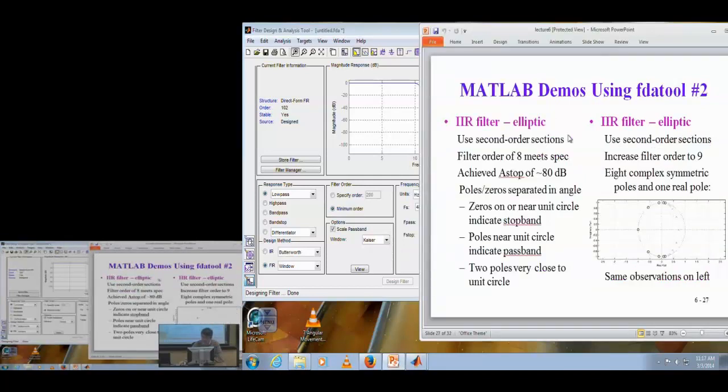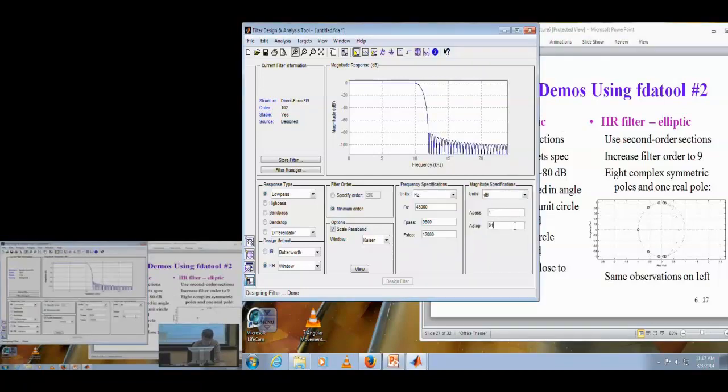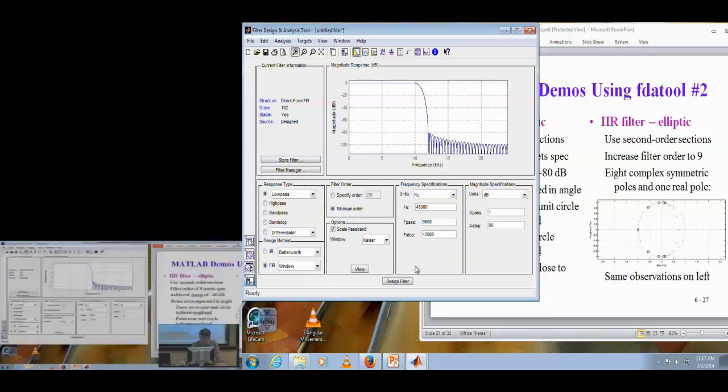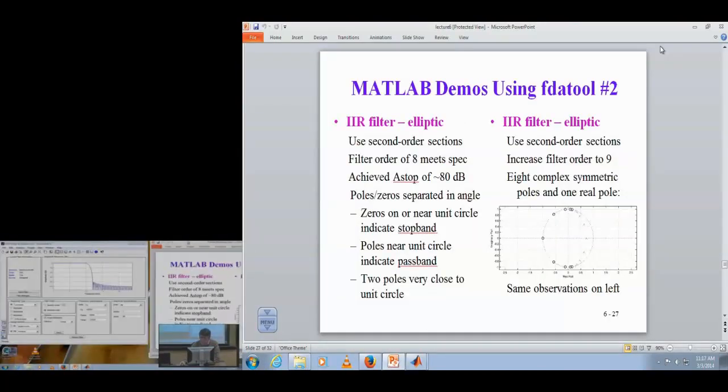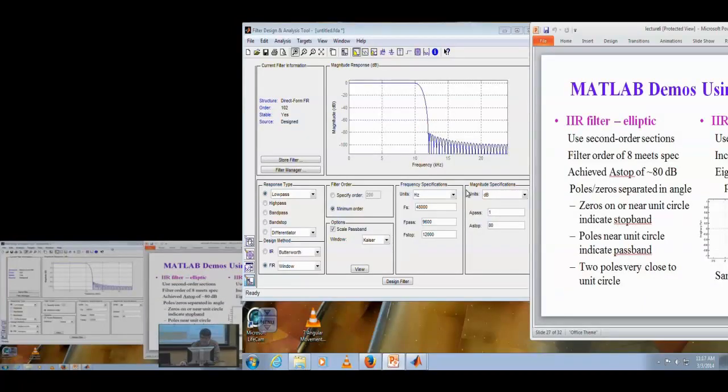All right, let's do next slide. Next set of demos. So now we do IIR filters. And let's go back to the original spec. We want IIR, and I want elliptic.